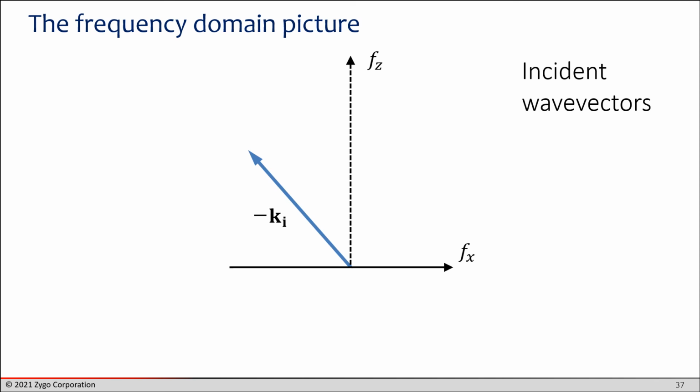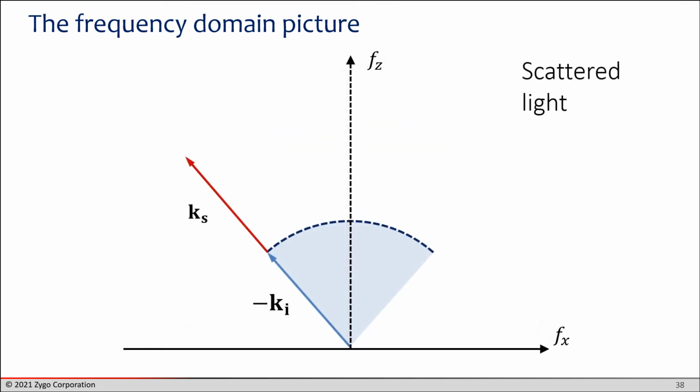Here's the frequency domain image of that incident light wave vector. And that's going to span a range which is defined by the numerical aperture of illumination. So we have all these different incident ray vectors. For each one of those incident ray vectors, we've got a range of scattered ray vectors. That covers a combined frequency range that I've shown here.